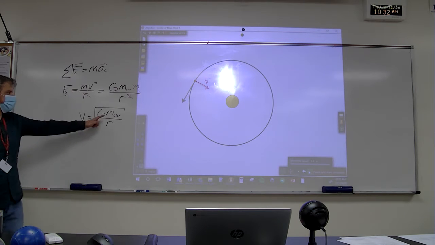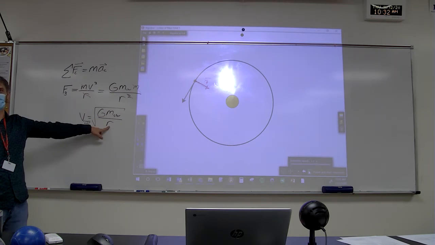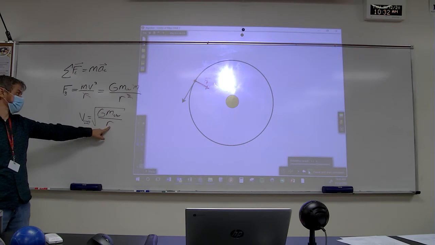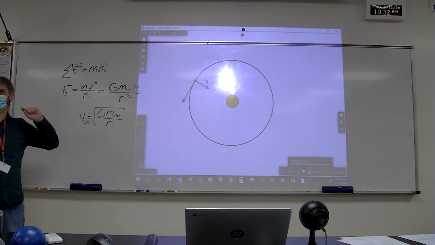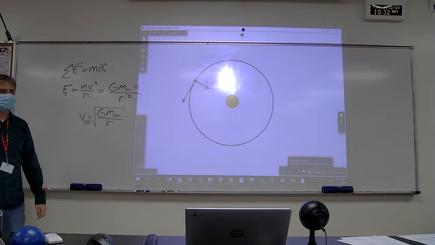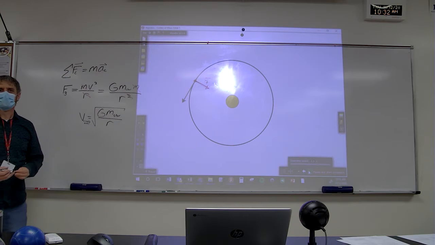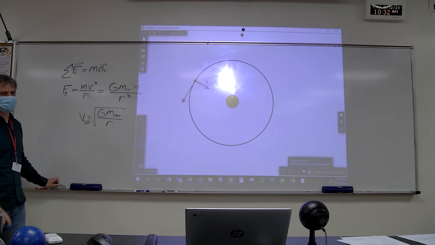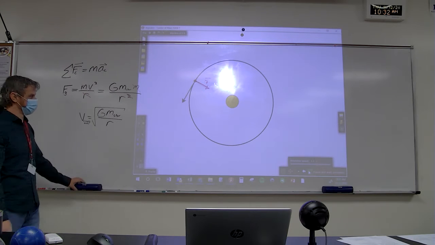If you know the mass of the object, and you know the distance that you want to put a satellite, and you want it to be in a circular orbit, that's the speed it's got to be by the time it gets to that distance. What about other orbits? Then it gets more complicated, and we're not really going to talk about the math of that too much in this class.